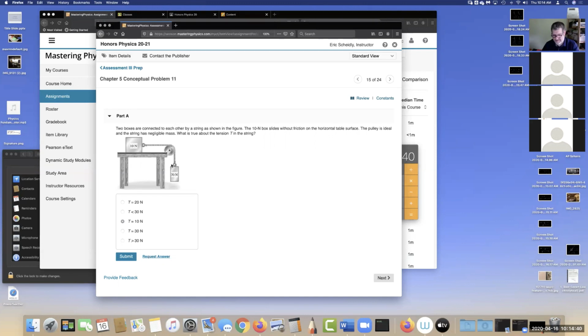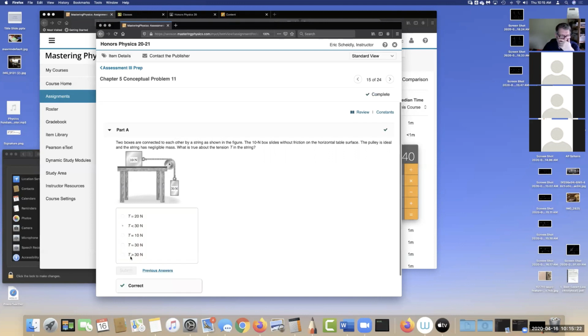What am I doing? I had the answer as T is less than 30. And it says it's correct? Yeah. It's weird. So it's not 20, it's not 10, but it is less than 30. What a strange question. It's not 20. Huh. Okay. I guess I'm going to be satisfied with that.